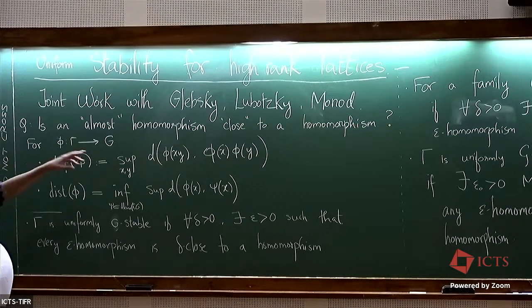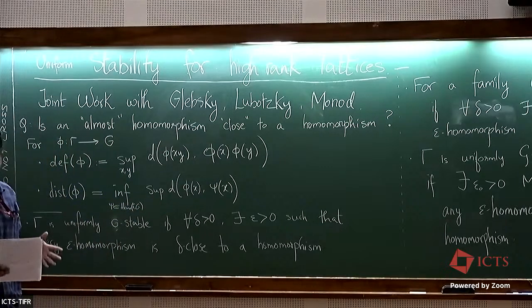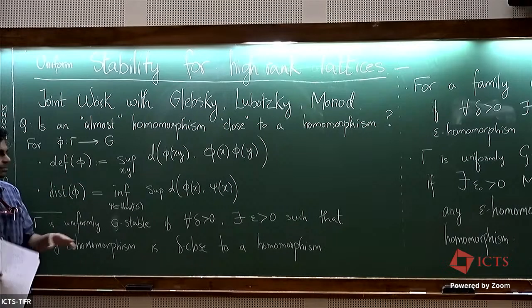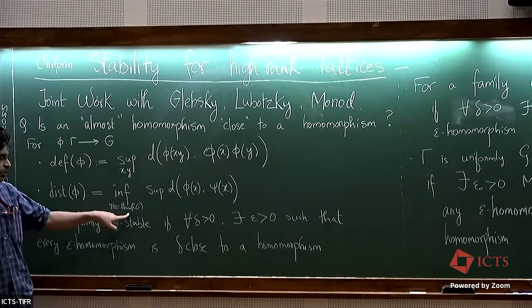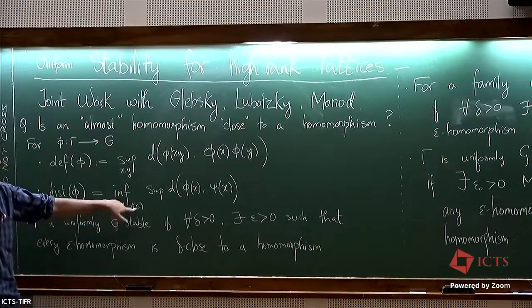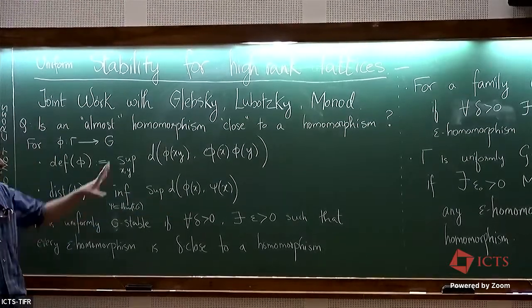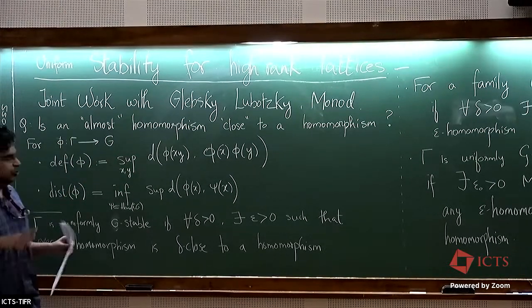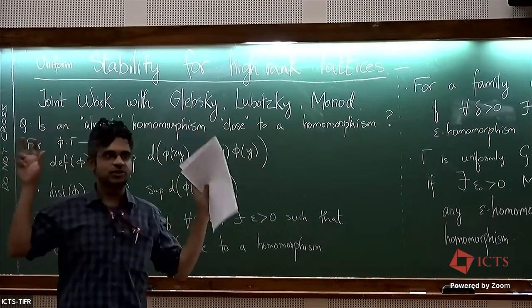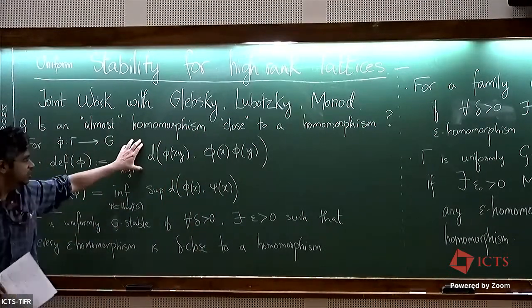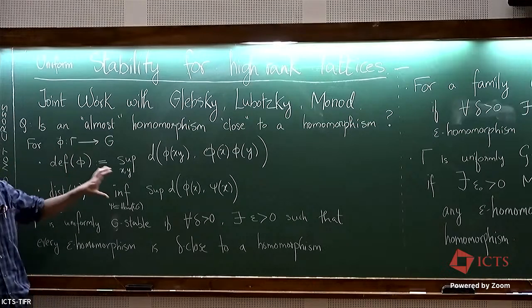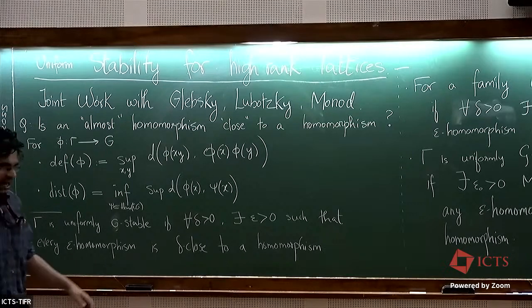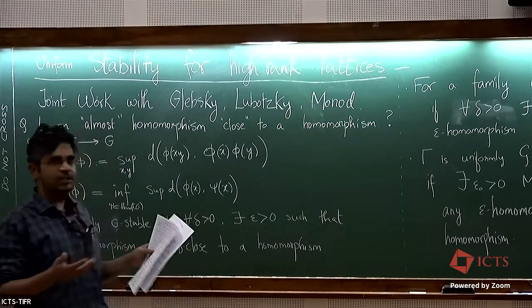The other, close to a homomorphism, is a more global notion. It says, okay, how far is it from some homomorphism? So you take the infimum over all possible homomorphisms, that is the closest homomorphism, and just take the distance. These are all L infinity, supremum distances. So you have two notions of distance from a homomorphism, right? One is local, called the defect, and the other is global, called the distance. We'll just call it the distance. And the natural question now is, how are these two related?